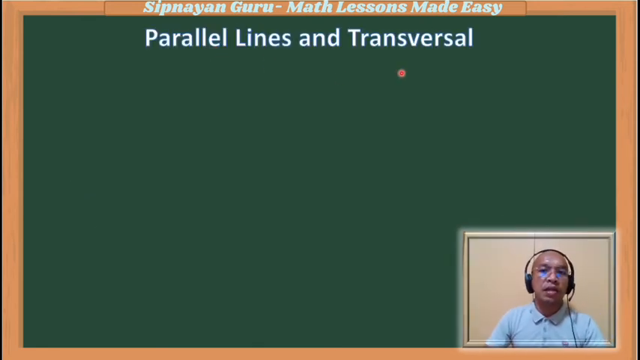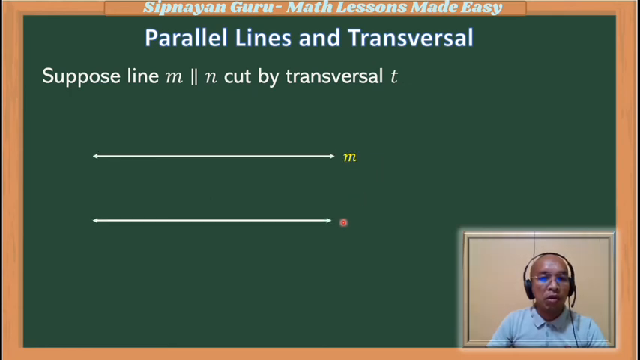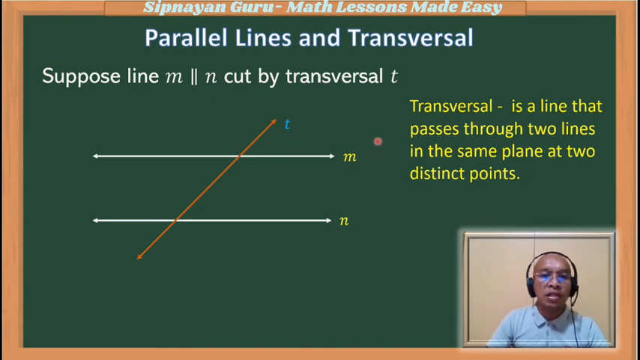Parallel lines and transversals. Suppose line M is parallel to line N, cut by a transversal T. We have this line M, we also have another line N here, and these two lines are parallel. We have another line and we call it a transversal. The name of the line is line T. Then what is a transversal?